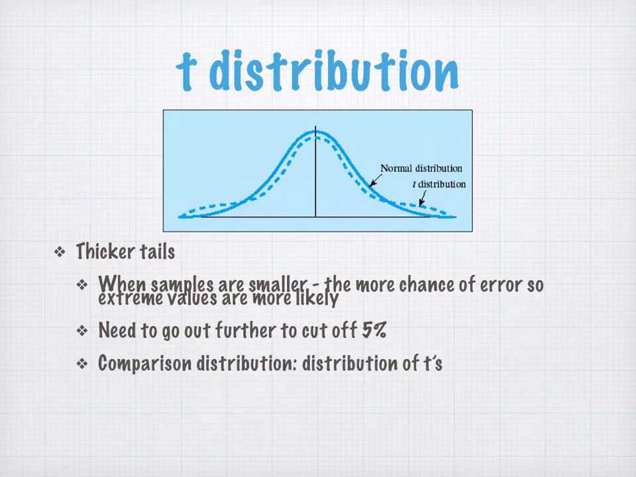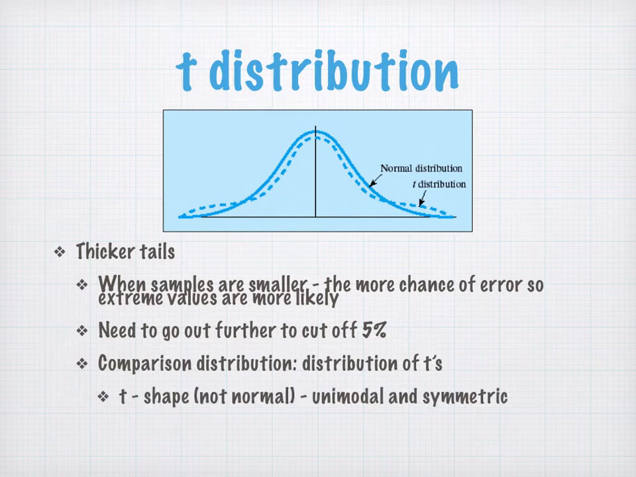A comparison distribution is what we're going to be comparing our research against, our statistics against, is the distribution of T's. So instead of it being just a T distribution, it's a distribution of T's. It's still T-shaped. It's still going to have that same shape with the fatter tails, but it's still unimodal. It still has the one mode, and it's still symmetric, just like the normal distribution. But again, we have those fatter tails.